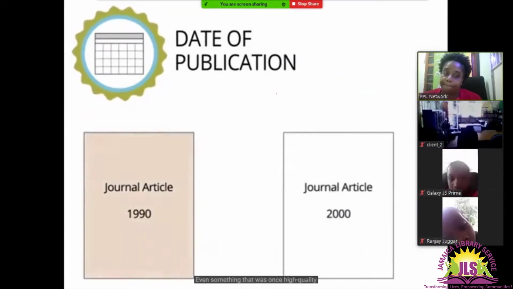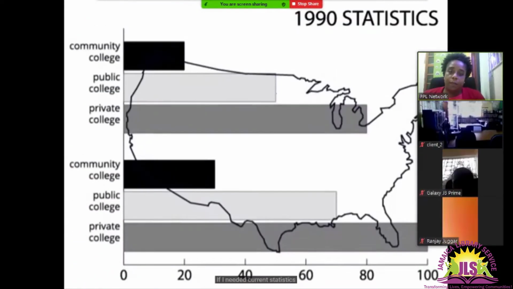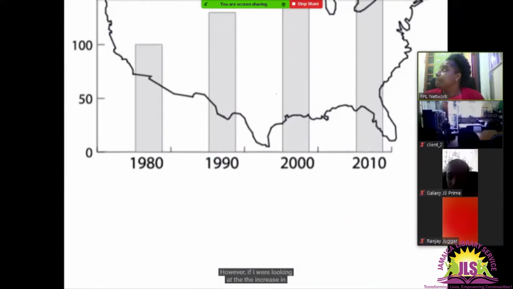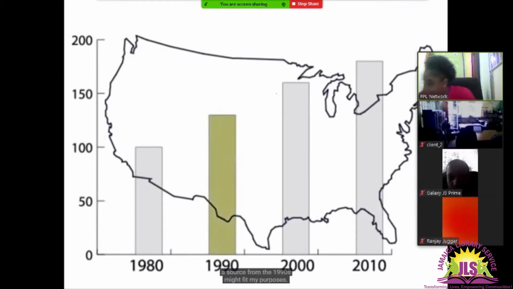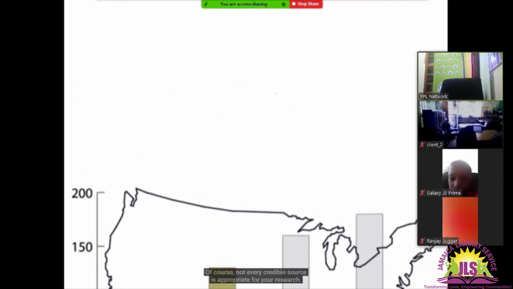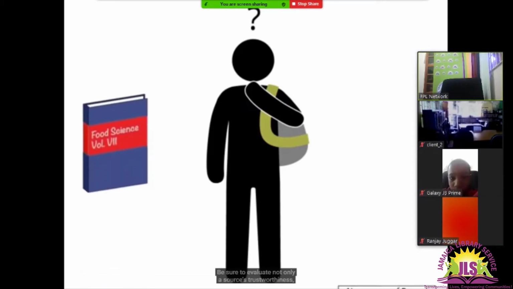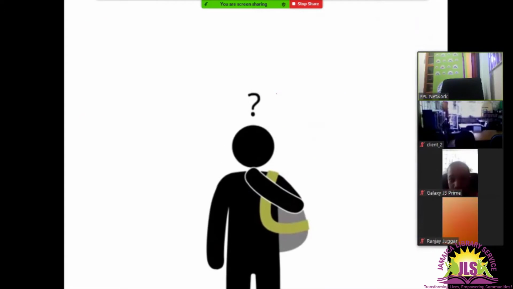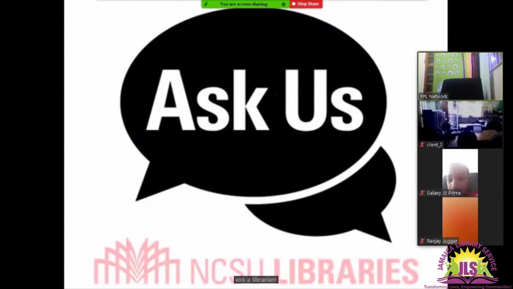Even something that was once high quality can now be out of date and unsuitable for some purposes. If I needed current statistics on the average cost of college in the United States, a source published in the 1990s would be out of date. However, if I was looking at the increase in college tuition over the last few decades, a source from the 1990s might fit my purposes. Of course, not every credible source is appropriate for your research. Be sure to evaluate not only a source's trustworthiness, but also its appropriateness for your argument. For help finding credible sources or determining whether a source you found is credible, ask a librarian.